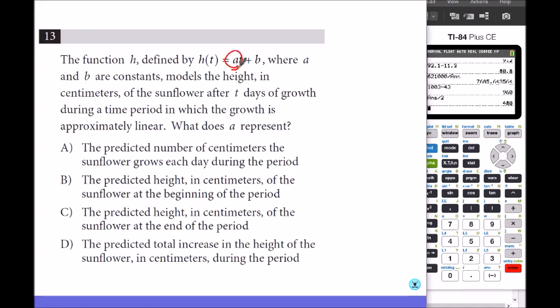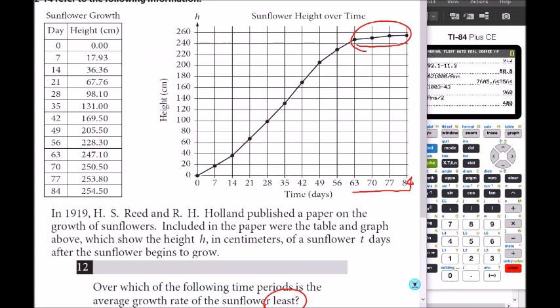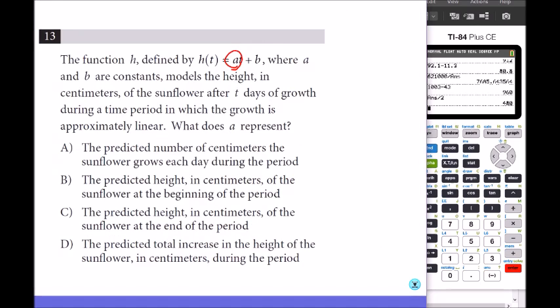How the height changes over time in days is the slope. So a predicts the number of centimeters the sunflower grows each day during the period. Does it predict the height at the beginning of the period? No. At the end of the period? No. Centimeters during the period? No, it's each day. How much it's growing each day.